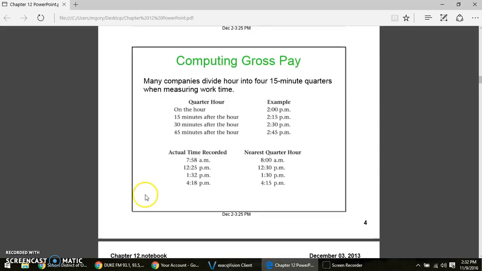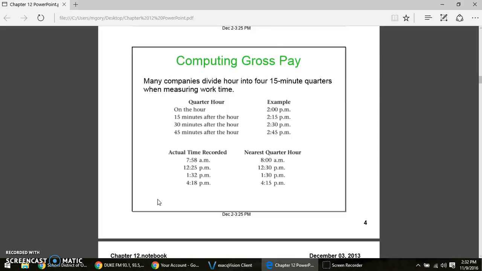Now, the actual time recorded: you want to be there early so you make sure you get paid for all of the amount of time that you're going to be working. So if you start at 8 o'clock, you want to be there probably by 7:58 or earlier. If you show up at 12:25 and you punch in, your working hour won't start until 12:30.